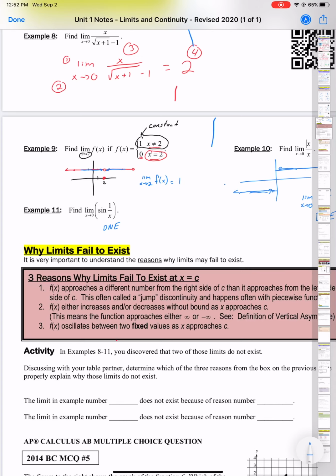And then reason 3 is what we saw here in example 11 with that crazy graph. If f of x oscillates between 2 fixed values as x approaches c, that function just kept going crazy, bouncing back and forth between 1 and -1. Then we'll say the limit doesn't exist there because it never settles on a value. It just keeps bouncing back and forth.